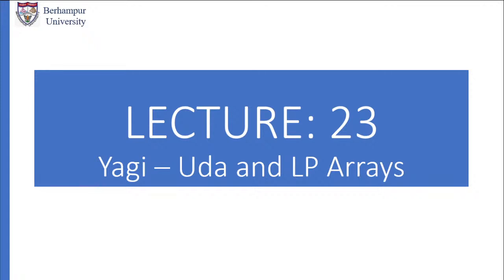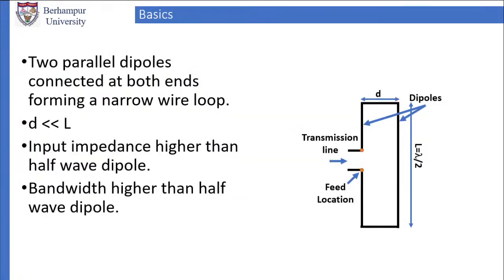Now to know the Yagi-Uda antenna, the main part of the Yagi-Uda antenna is a folded dipole. So let us look at what a folded dipole is, the basics of a folded dipole. As you know, we discussed the half-wave dipole. A folded dipole is two parallel dipoles, both of them half-wave, connected at both ends. That forms a narrow loop.